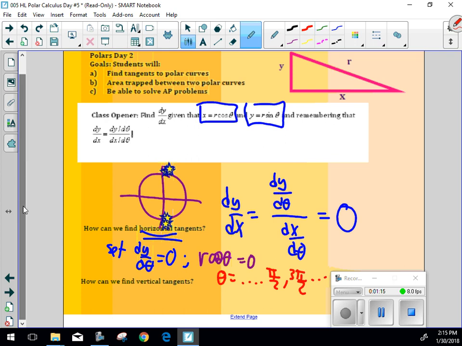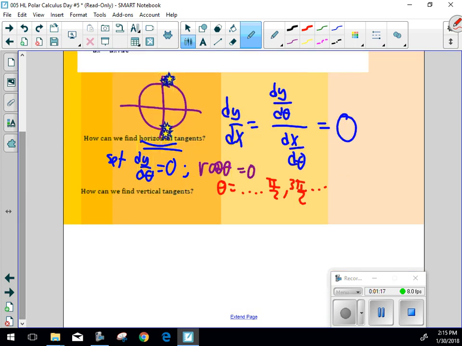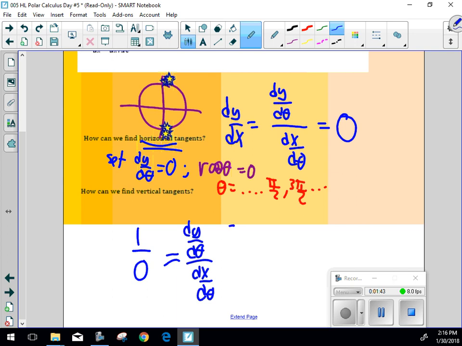Let's try, you try it with the vertical tangents. This time we have dy d theta over dx d theta. And this time we want the slope to be what? Show me with your arms. So what slope is that? Undefined. What's 0 this time? The numerator or the denominator? The denominator is 0.